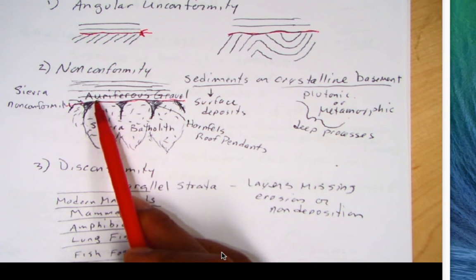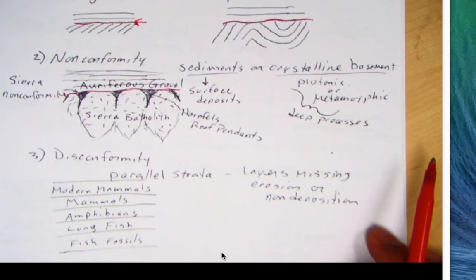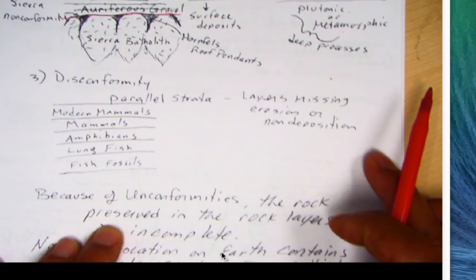So these are the gold-bearing gravels. These are the ones where we do placer mining, right? Gold-bearing gravels. And finally, the third unconformity is the disconformity.